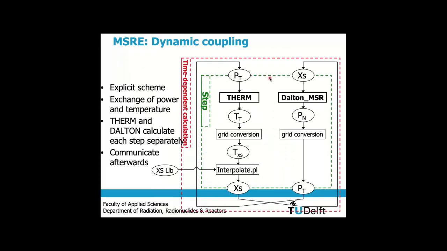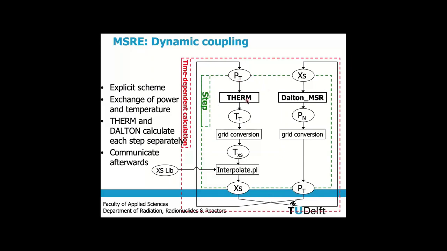Now here you see a bit of the computational scheme written out in full. There are two large codes being involved. One is called Dalton here. That is a neutron diffusion code. What goes in is cross sections, XS. What comes out is a power density P, and that is on the neutronics mesh. But I need the power density on the thermal mesh, so it has to be converted in grid. That has to do with this data exchange I was referring to a few slides earlier. You need to exchange data. It has to be in the right format and the right grid. So that's being done.